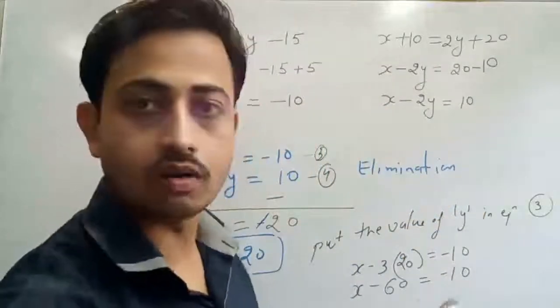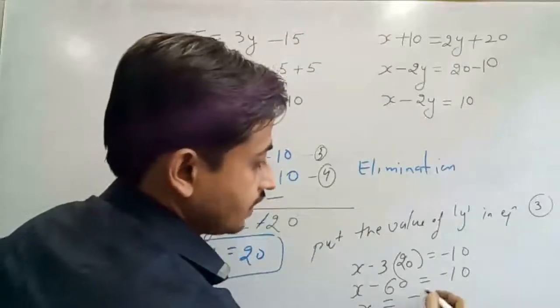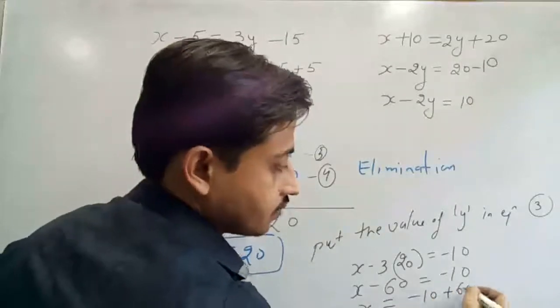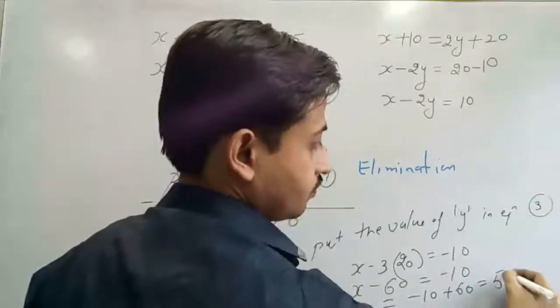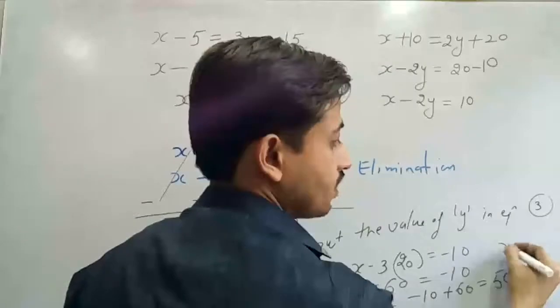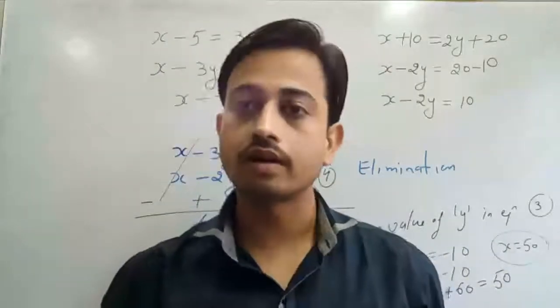Okay, I am solving here. X is equal to minus 10 plus 60. So minus 10 plus 60 gets 50. So what's the value of x? 50.